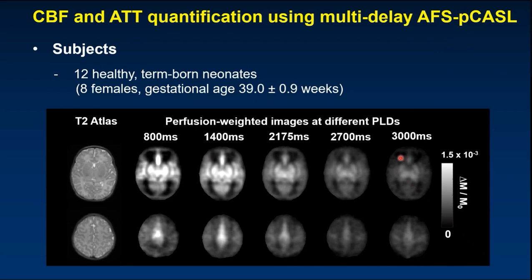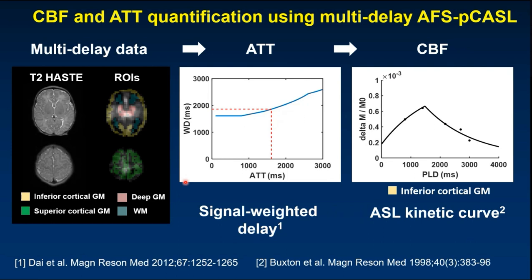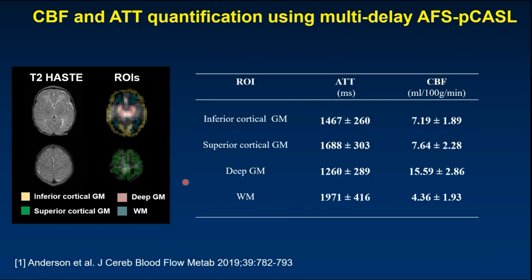And by using this PLD-dependent signal, we can fit for the arterial transit time within 4 hand-drawn ROIs, including the inferior and superior cortical gray matter, deep gray matter, and white matter. The ATT was estimated using signal weighted delay, which gives us a more robust ATT estimation. And CBF was also computed by fitting the signal to an ASL kinetic curve. This table summarizes the ATT and CBF values quantified in our study.